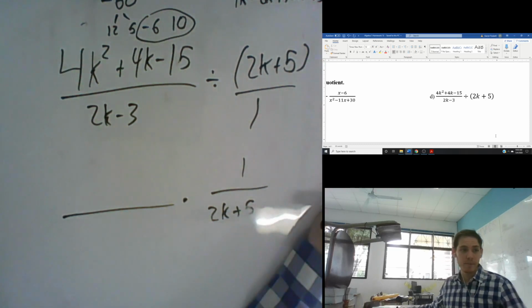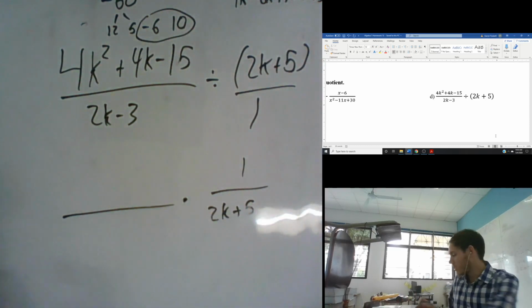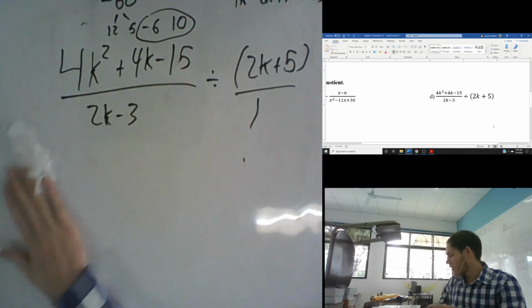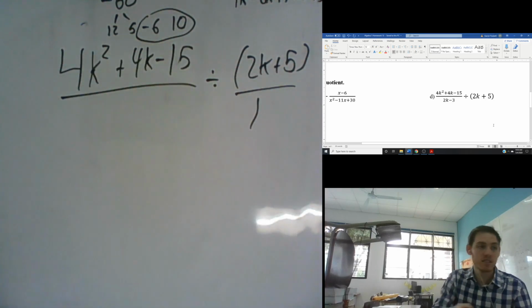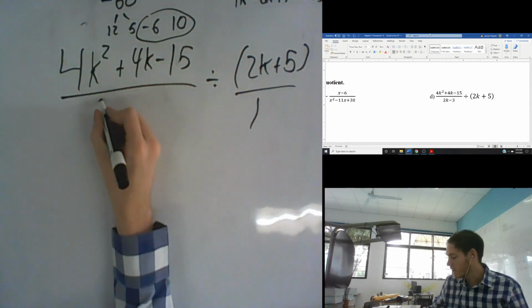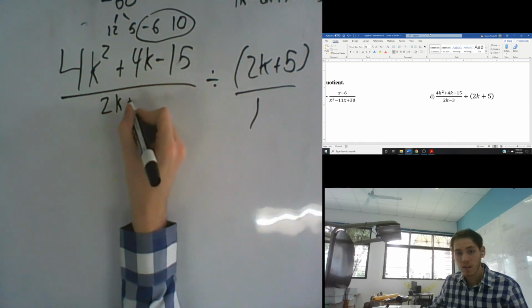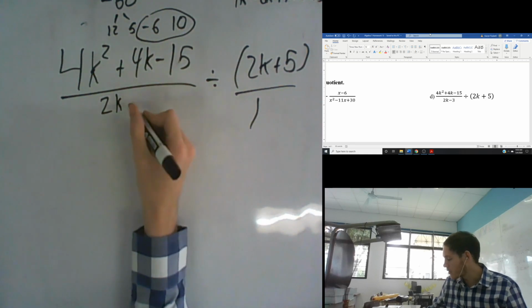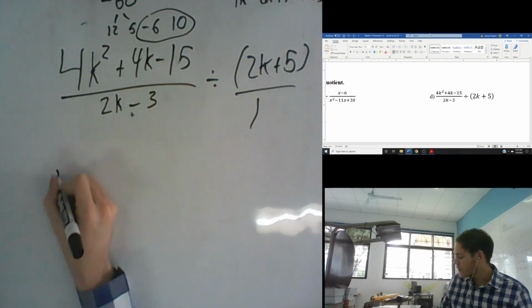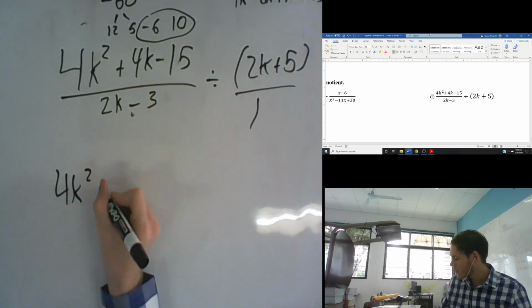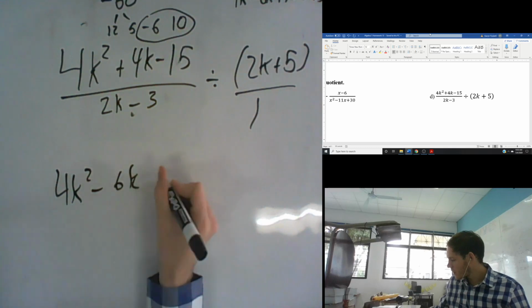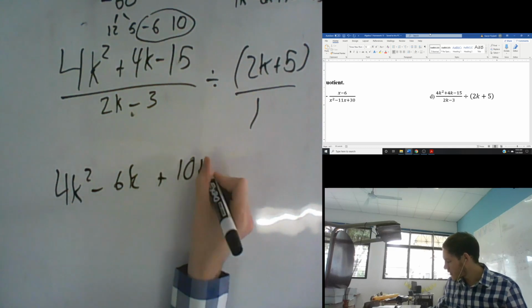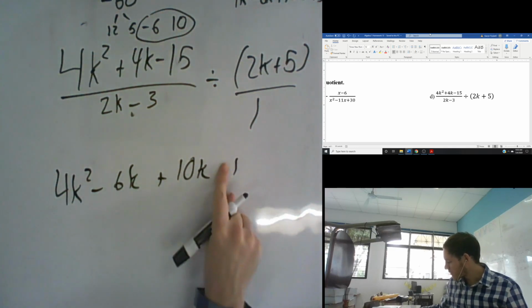Sorry, that's out of frame. Hold on, I'm just going to do it over here. So if I was factoring this right here, it would become 2k minus 3. I would turn this into 4k squared minus 6k plus 10k minus 15.